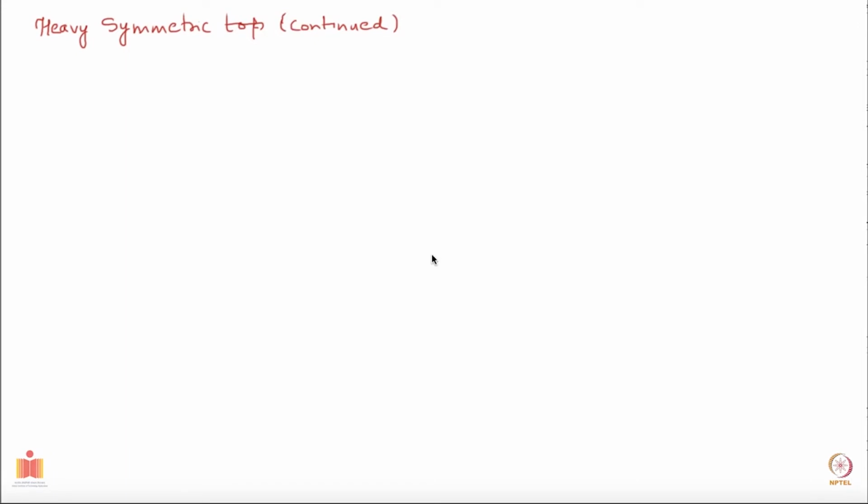We were talking about a heavy symmetric top last time, and this top was supposed to be having a fixed point, which is its lowest point as well. And last time we defined a variable u, which was cos of theta, where theta gives you the inclination of the axis of the top with respect to the vertical direction. So in this problem you have a direction because of the presence of gravitational force, which we have taken to be uniformly pointing downwards.